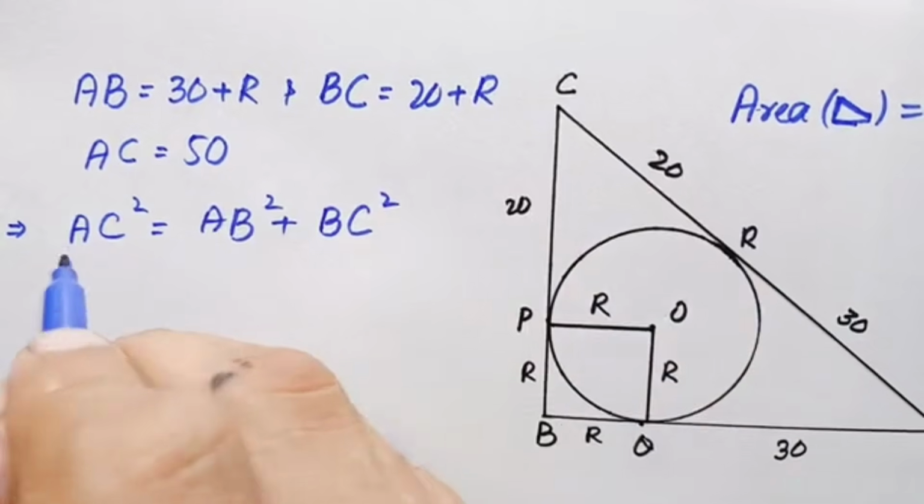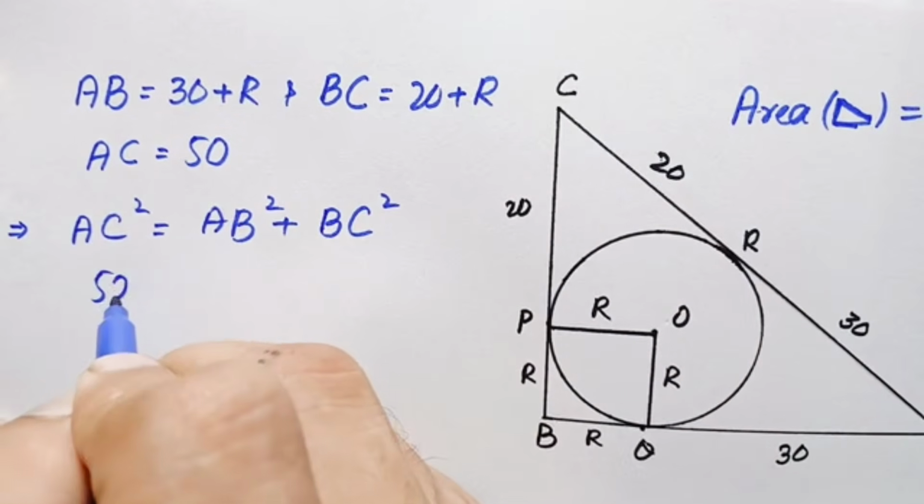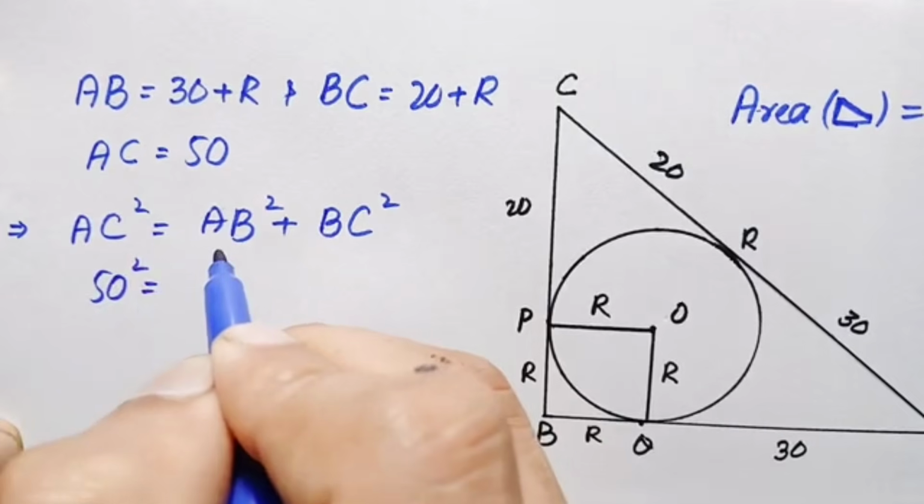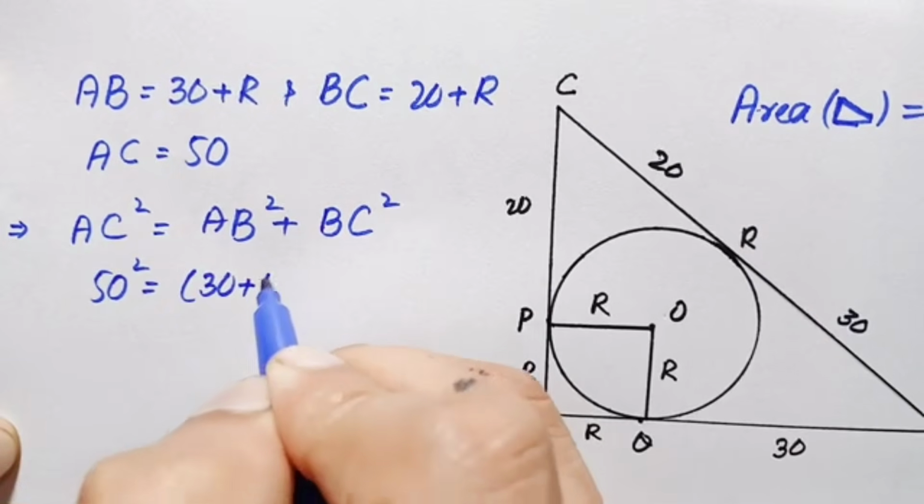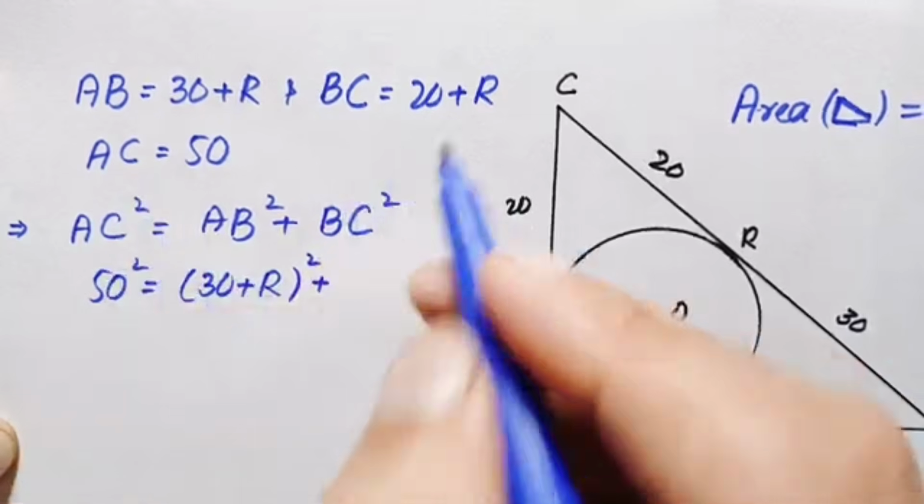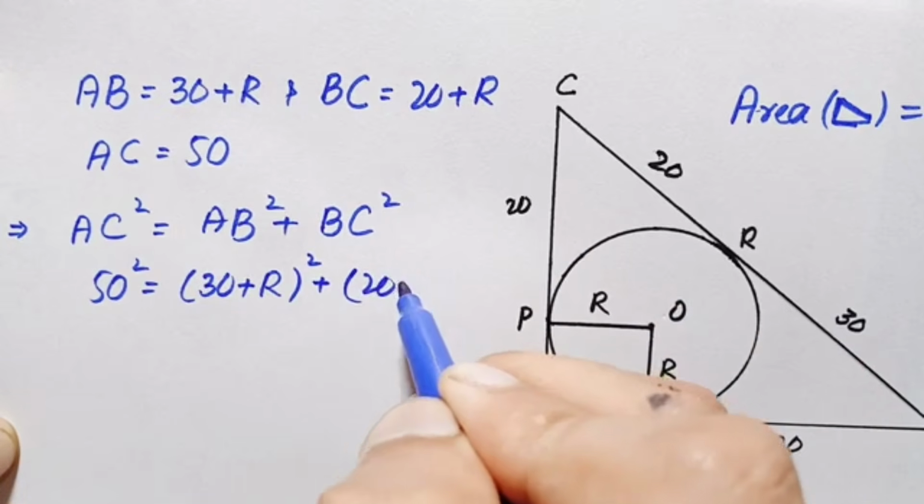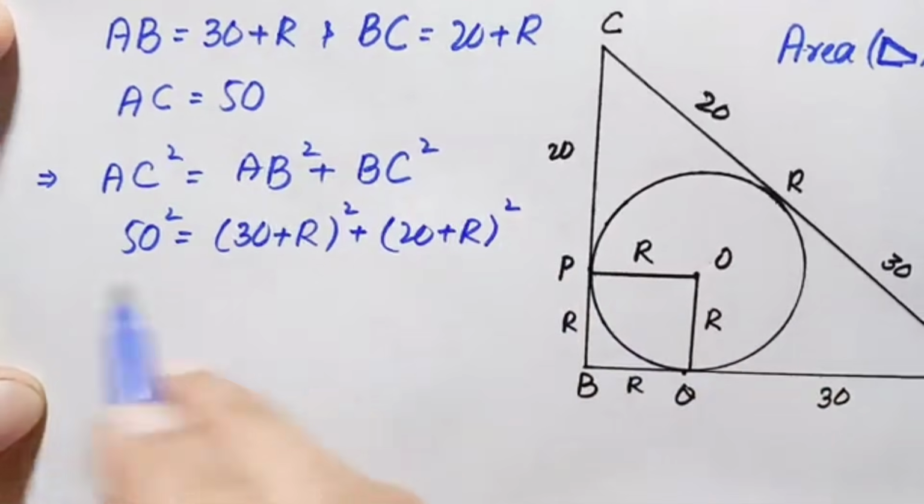Now let us substitute the values here. The value of AC is 50, so this will become 50 square, plus the value of AB is 30 plus R whole square, plus the value of BC is 20 plus R whole square. Now let us solve this equation.